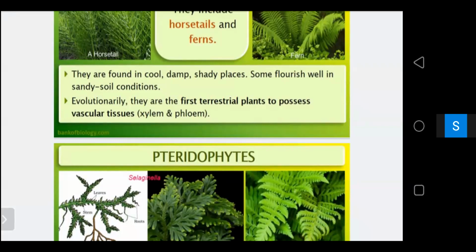The plants which belong to bryophytes can live on the land, but they do not have vascular tissue. So evolutionarily, pteridophytes are the first plants that have the xylem and phloem, that vascular tissue, and they are the first plants that have true root, shoot, or leaves. Okay, these pteridophytes are found in cool, damp, shady places, and they can also flourish well in sandy soil conditions also.